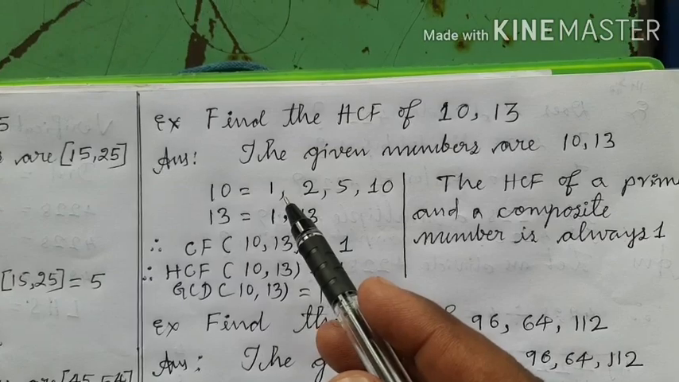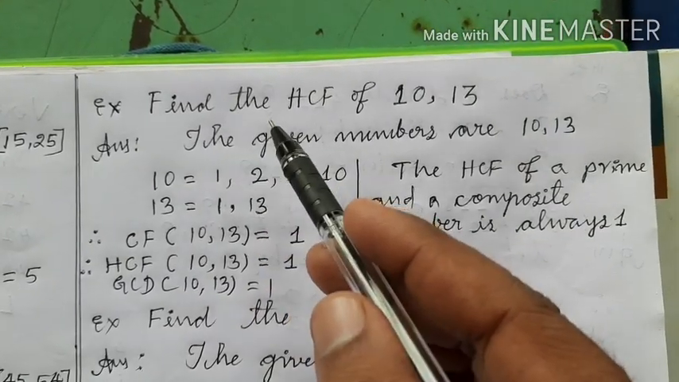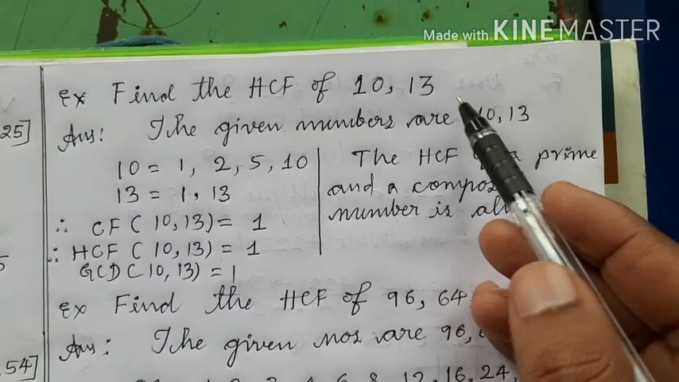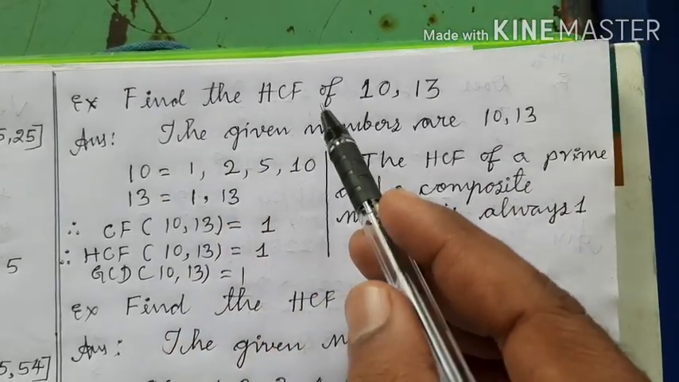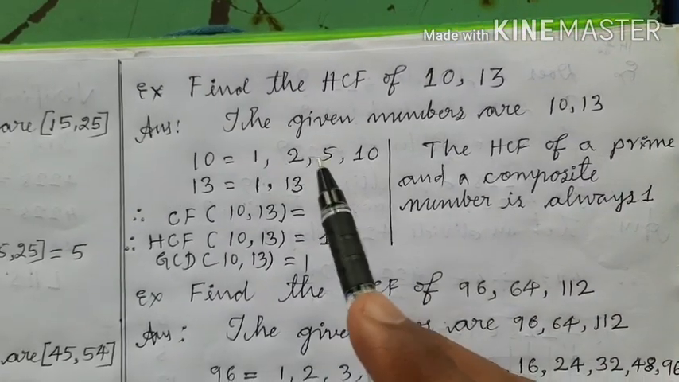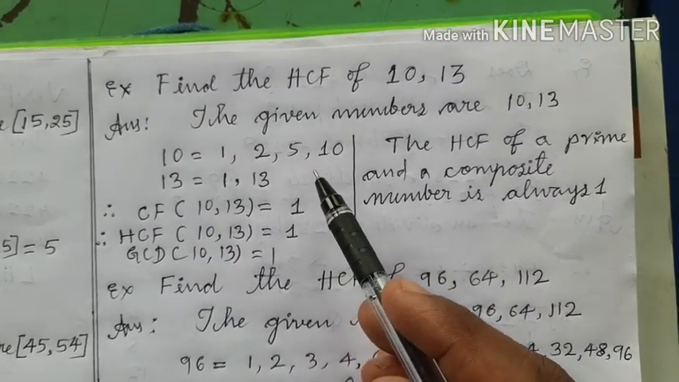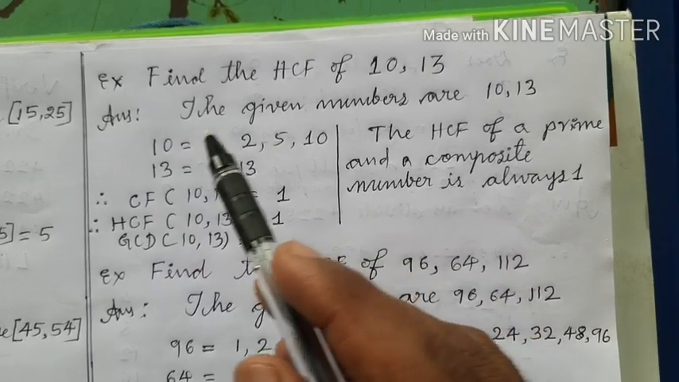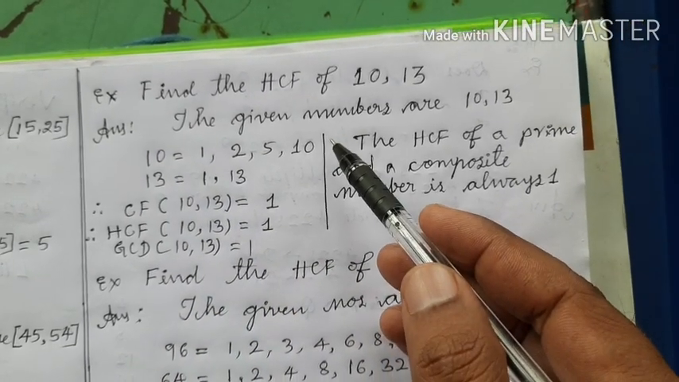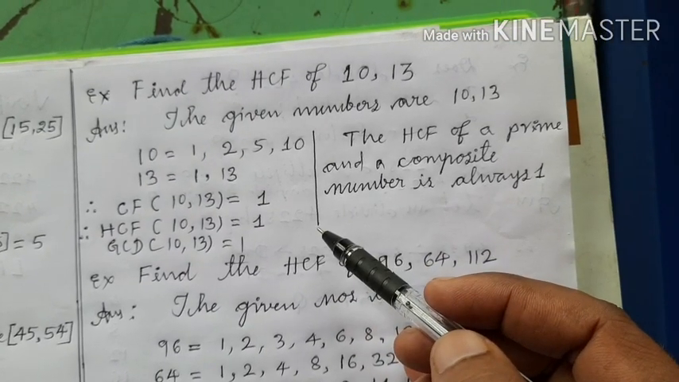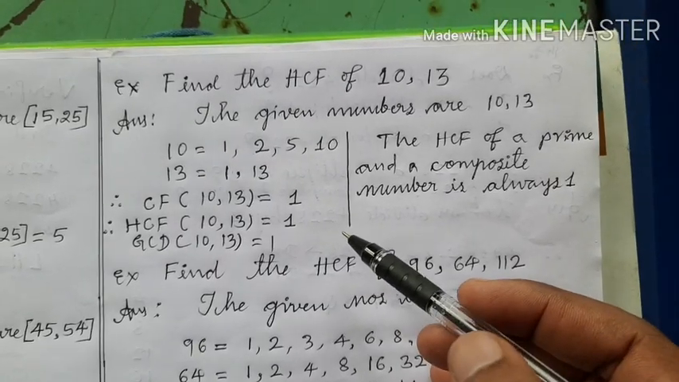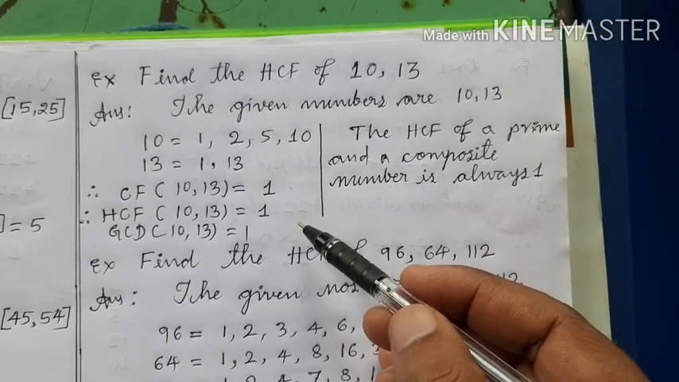Let us proceed to one more example. Find the HCF of 10 and 13. It's the same as find the GCD of 10 and 13. Both are the same. Okay. See here, children, there are 3 steps to be followed. First, list the factors of the given numbers. Then select the common factors. And finally, among the common factors, you should select the highest one or greatest one.